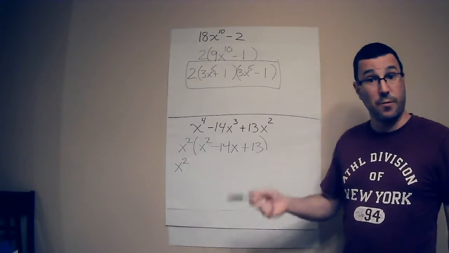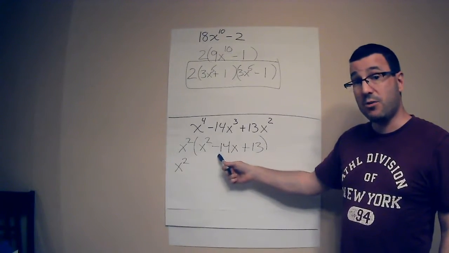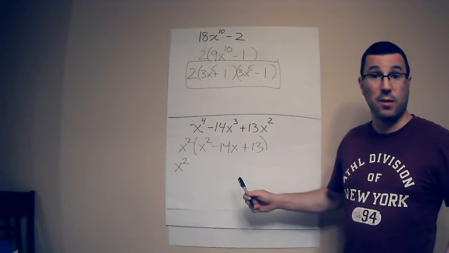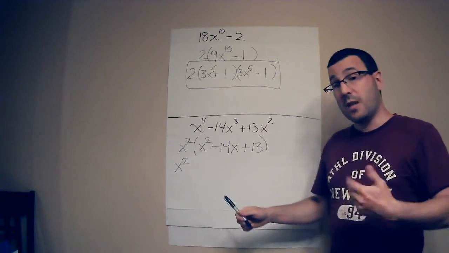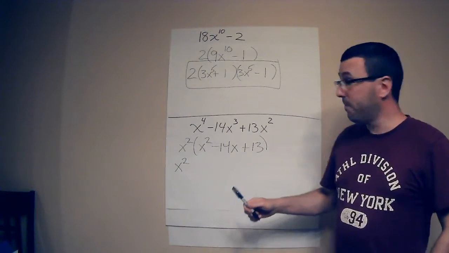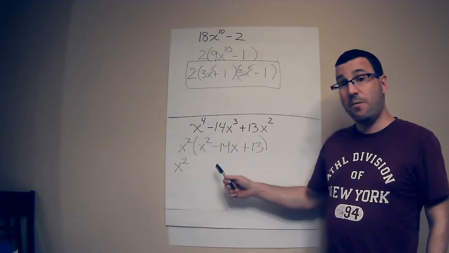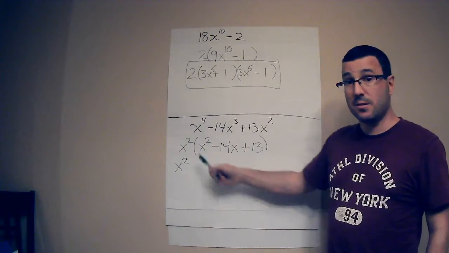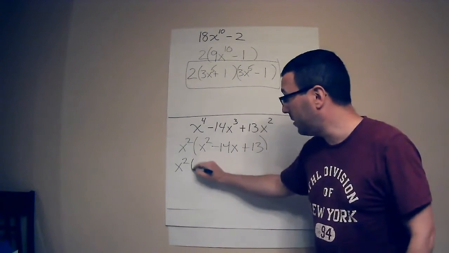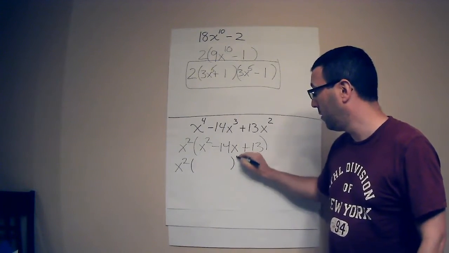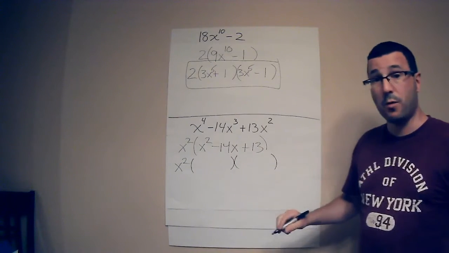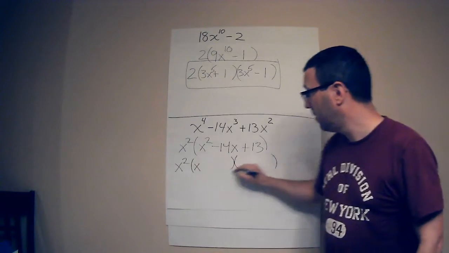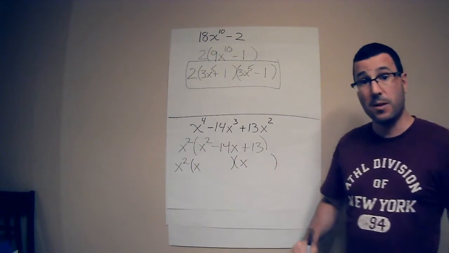No. Difference of two squares? Well, I have subtraction, but 1, 2, 3 terms. So it's not difference of two squares. So it's got to be some form of trinomial factoring. Is the leading coefficient equal to 1? Yes, it is. So I'm going to set up my double parentheses, and I'm going to put x in the front of both.